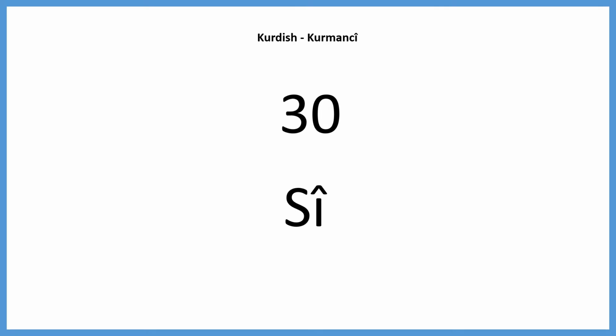So now we know that if we wanted to say 31, we would say siuyek, and if we wanted to say 32, we would say siudu, and so on. So now we will count up in tens.